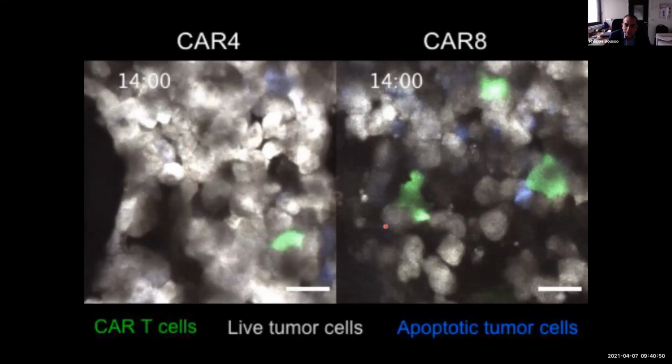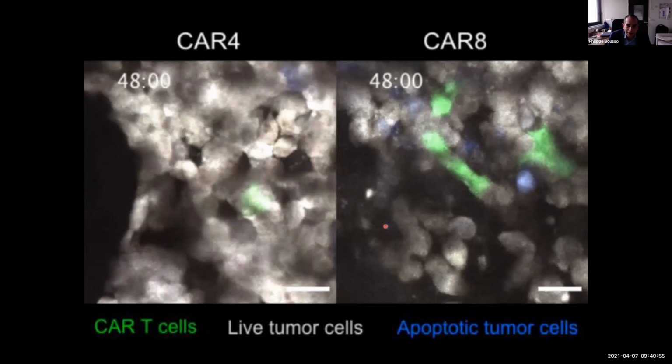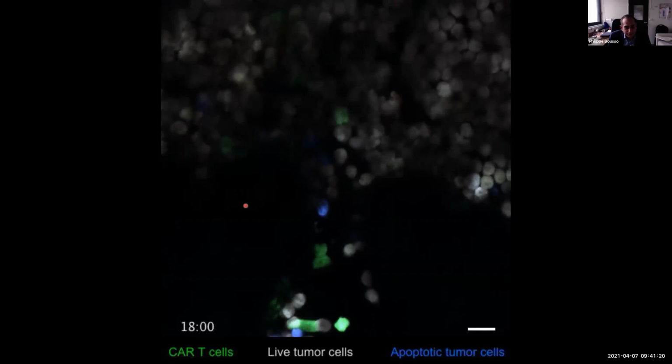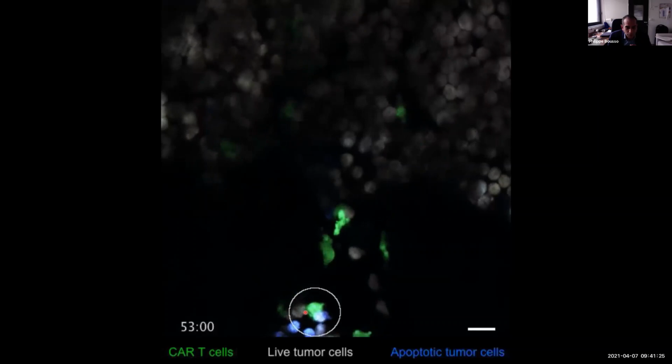But what's also very different is the killing. CAR8 T cells and CAR4 T cells exhibit very different ways of killing their target. And again, this is a bit different from what has been reported in vitro studies where both subsets have been shown to exert cytotoxic activity. What we see is that the CAR8 typically are killing through this contact that I've shown you an example. You see a contact and then you see the tumor cell changing color.